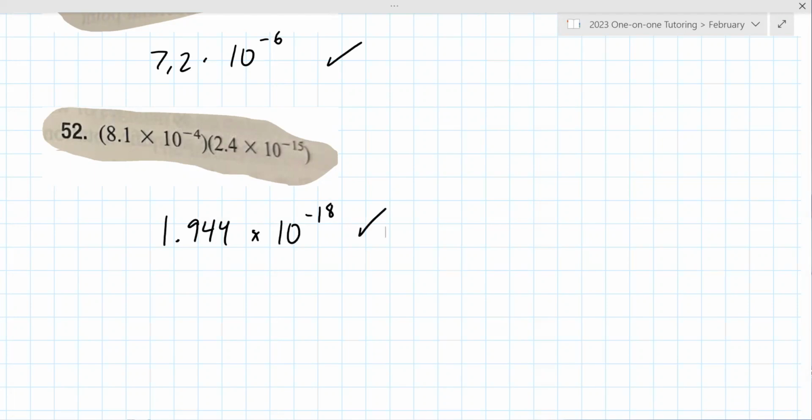So on to the next one, 53. What are we going up to on this? 53 and 54 are our last two. Oh, really? We should do a few more of these division ones.